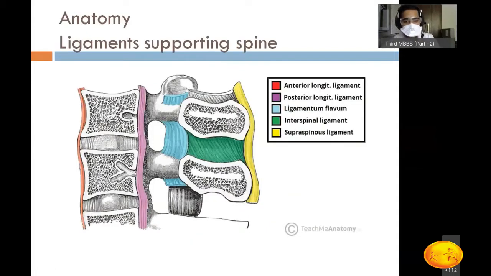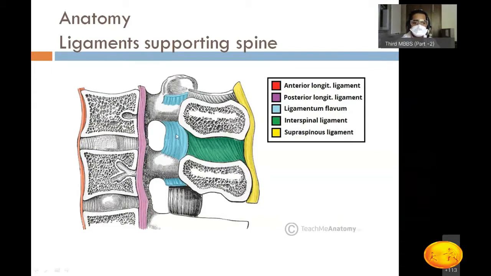Then these vertebrae, as we discussed previously, are attached by joints, the superior and inferior articular facets. Plus there are multiple ligaments supporting the spine to bear our body weight. In front, attaching at the anterior border of the vertebrae, is the anterior longitudinal ligament. The posterior longitudinal ligament runs along the posterior border of the vertebrae. In between is the intervertebral disc.